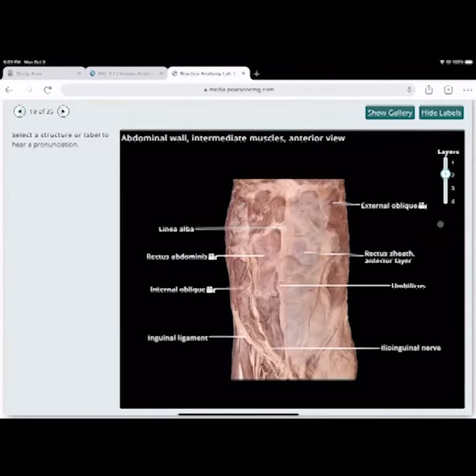Second layer. You can see the linea alba, lying down the center, the rectus abdominis muscles, the internal obliques, and your inguinal ligament. The ilioinguinal nerve, the umbilicus, the rectus sheath, again, that's not dissected on the left-hand side, and the external oblique muscles.